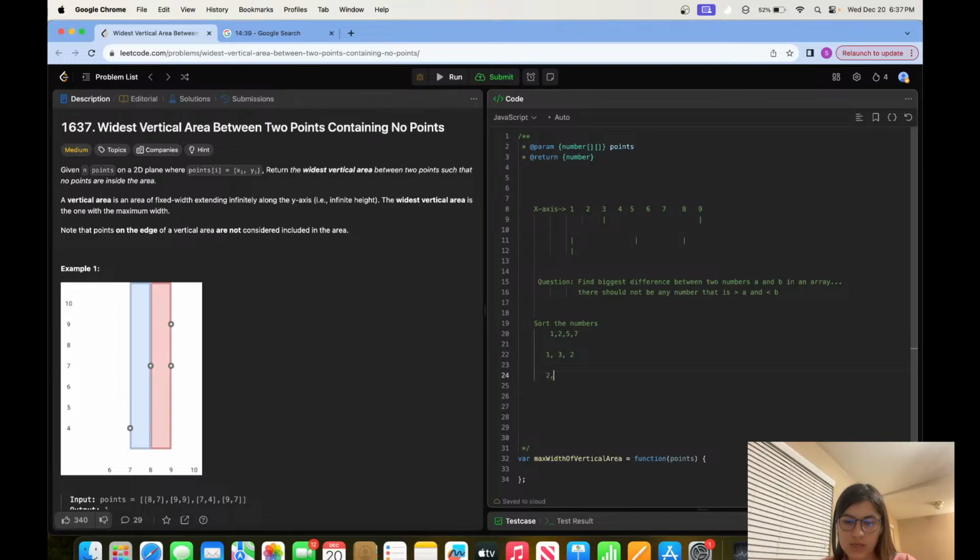Suppose it is just like 2 7 5 1, then how can I do this without sorting? That is the main question. If it is 2, then for 7, I could just say that the answer could have been 7 minus 2, which is 5, right? But only if there is no number that is greater than 2 and less than 7. I mean, there is no way that I could know without searching through all the other numbers, right?